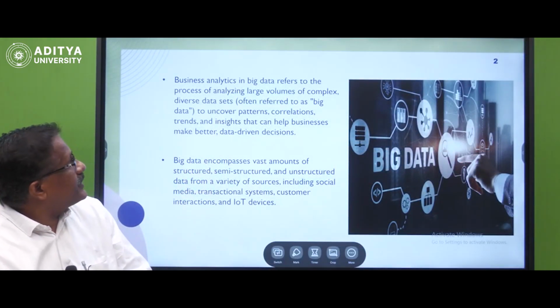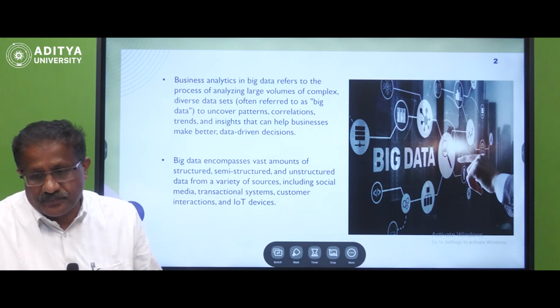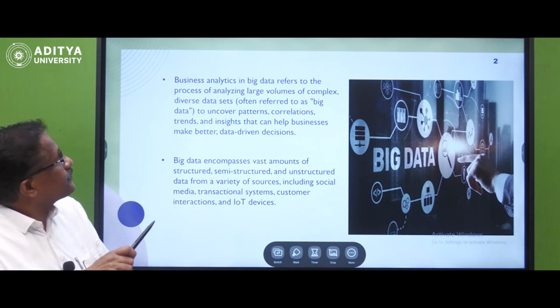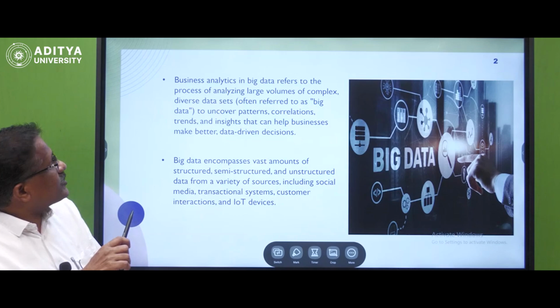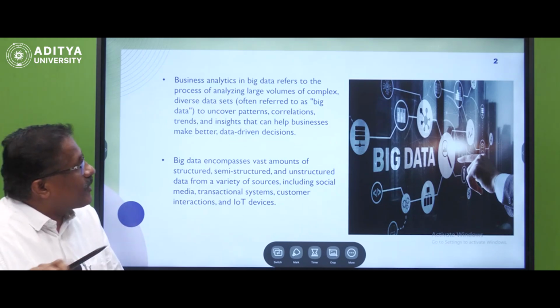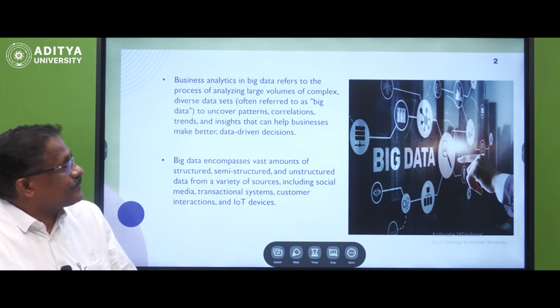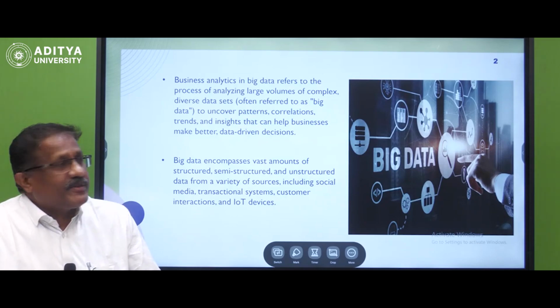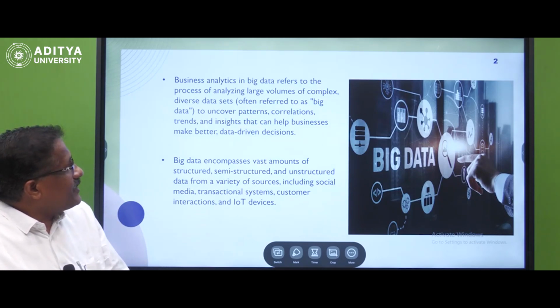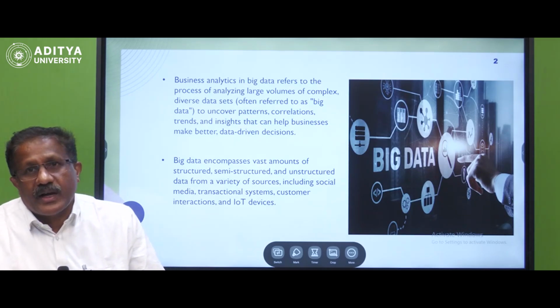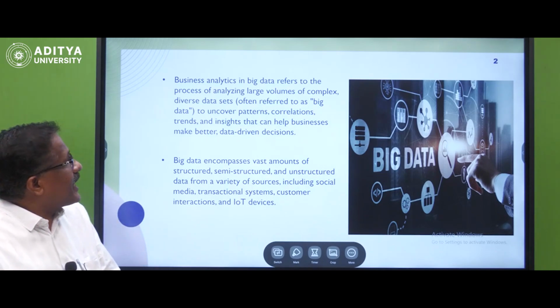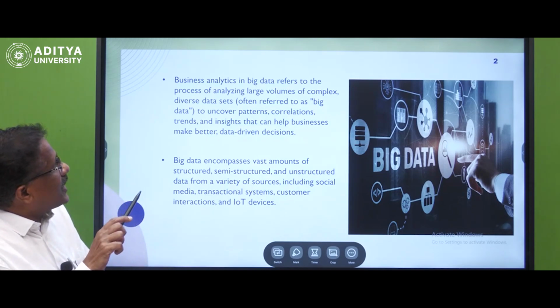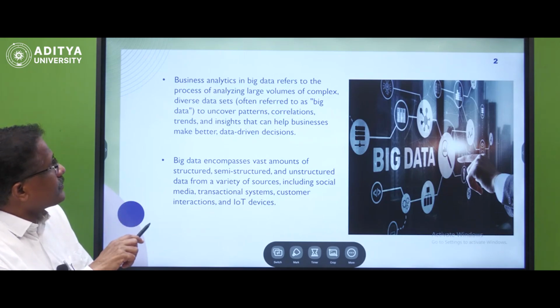So what do you mean by business analytics in big data? That is the first point. Here it refers to the process of analyzing large volumes of complex data sets. Yesterday we talked about the 3 V's. What are the 3 V's? Volume, velocity and value. Likewise here, all these large volumes of complex, diverse data sets are what we refer to for the purpose of processing and analyzing.